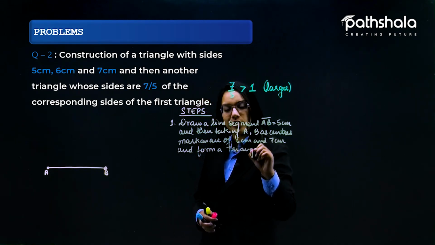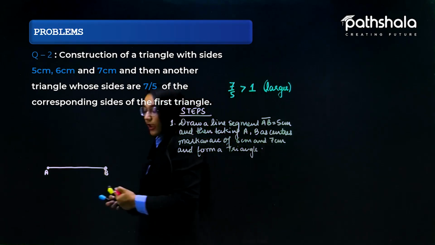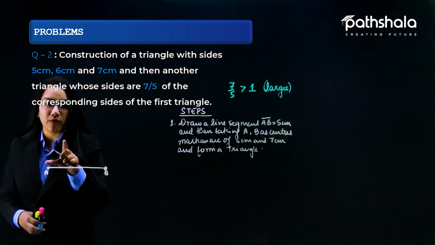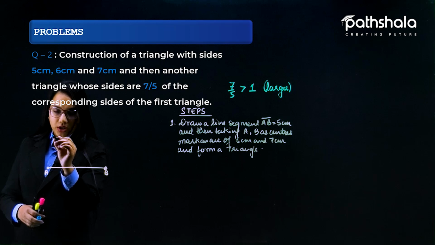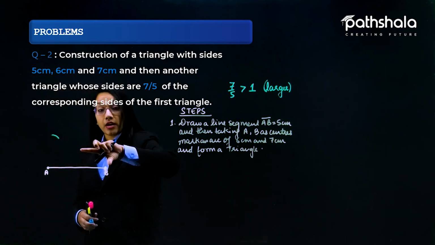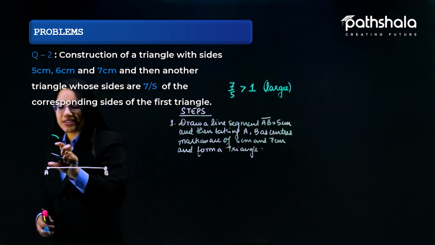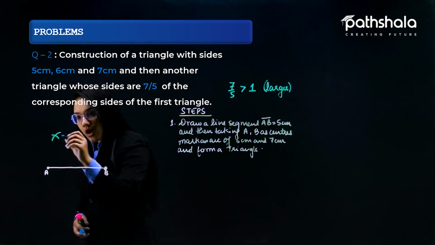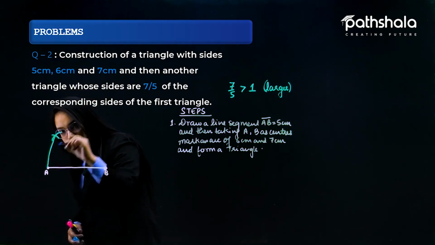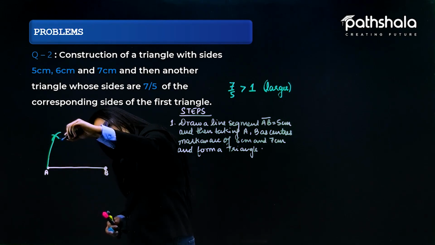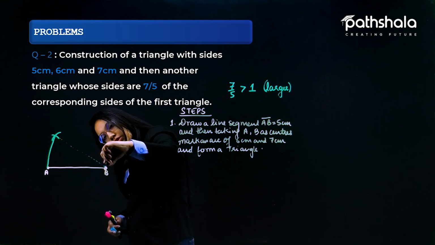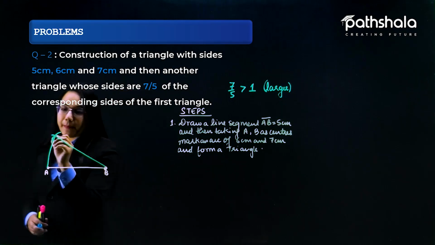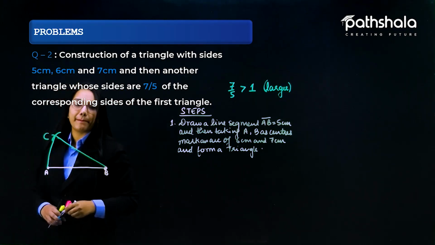We already know how to form a triangle when its sides are given. Using A as a center, with the help of the compass, I mark an arc over here, and using B as a center, again I mark an arc of 7 centimeters. So 6 centimeters from A, and 7 centimeters from B. Now I join the point where the arcs meet with A and B in this manner. This is my triangle ABC.